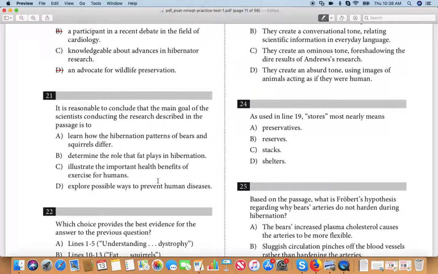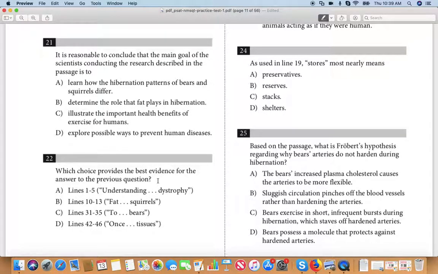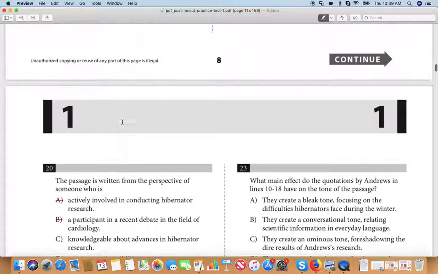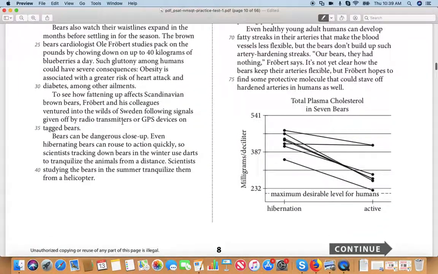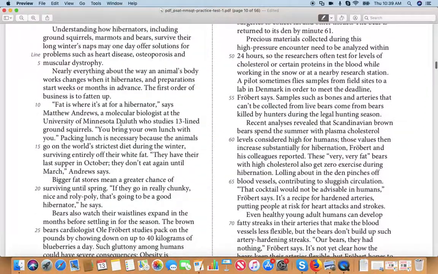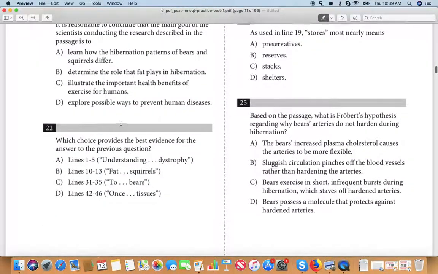Before we read the answer choices, there's a couple ways we could approach this question. We could try to figure out, based on our reading, what we think the main goal of conducting the research was, and then see what answer choice matches for 21. Or we could read the evidence lines for 22, because 22 is one of those 2-for-1 questions, where the answer to 21 is going to be somewhere in the answer choices for 22. Does that make sense, Blaze? Yeah. Okay. Do you think you could tell me what the main goal of that research was? Well, I'd say it's probably answer choice D from question 21, exploring possible ways to prevent human diseases.